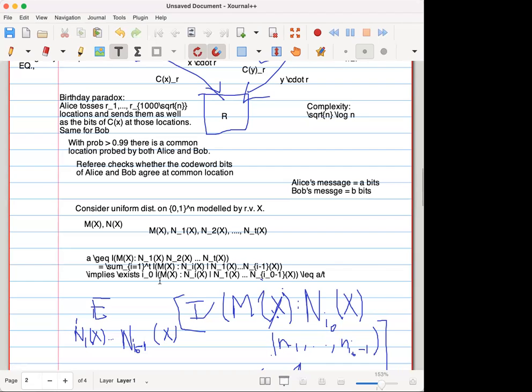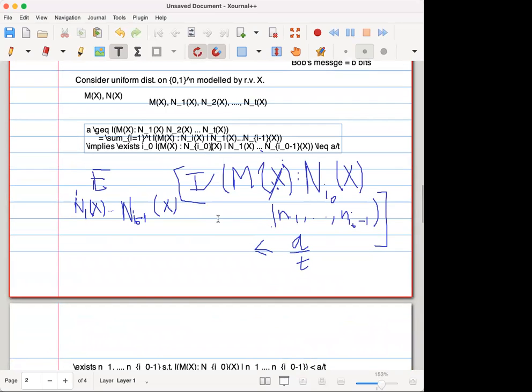And then just by averaging, I can conclude that there exists some index i0 such that the mutual information between mx and n i0 x, conditioned on the prefix, is less than a by t. And remember, let's say I'll take t to be 100 times a or something. So I just drive it down to a very small constant. Then comes the really clever, well, this setup is very clever already.